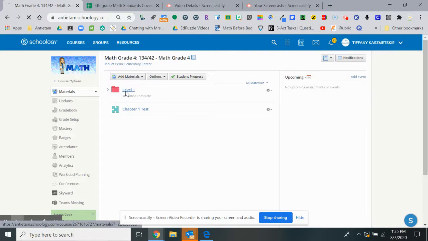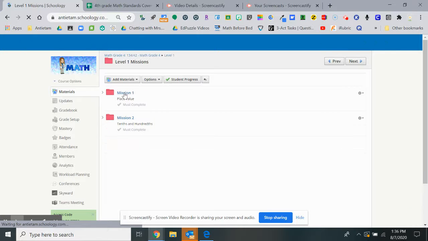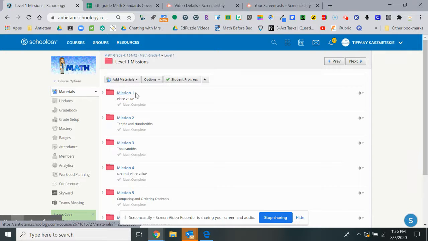So this was the chapter 1 folder. Each chapter had its own folder. And then I did missions instead of lessons. So this was chapter 1, lesson 1. So each lesson has its own folder.